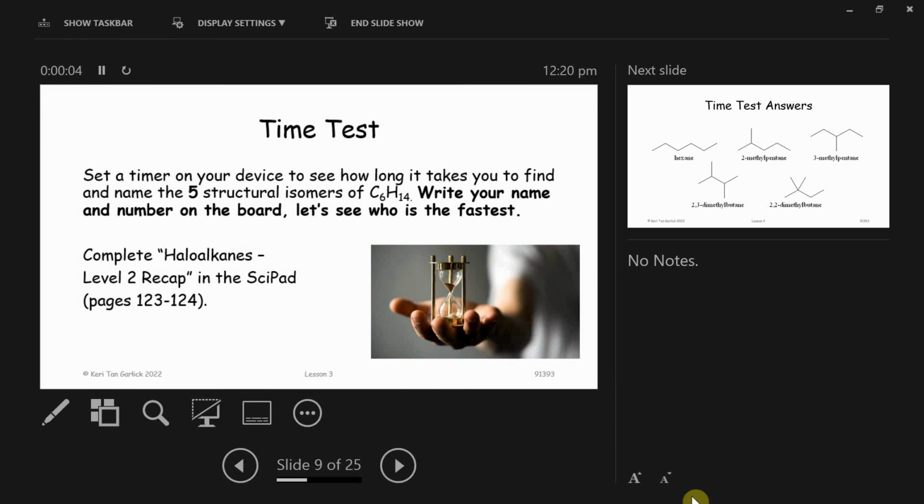So, I want you guys to practice drawing isomers. I've given you a molecular formula, and that molecular formula is C6H14. From that information already, we can tell you are dealing with an alkane, because it's double the carbon number plus two. There are five structural isomers of that. I want you guys to do a little time test to see how quickly you can find them. When you're ready, take out your device, set a timer, and try to find all five.